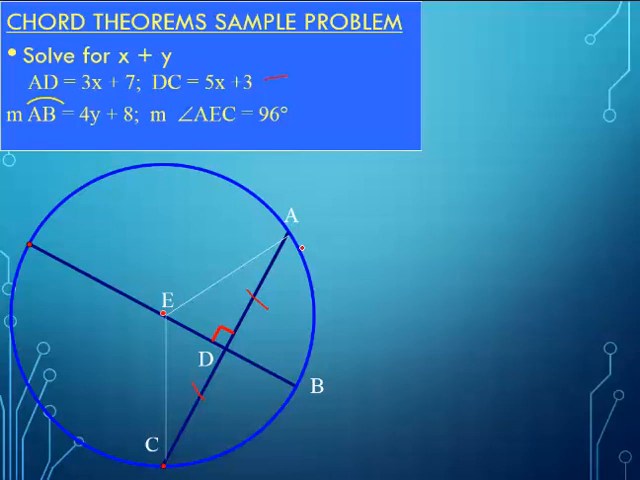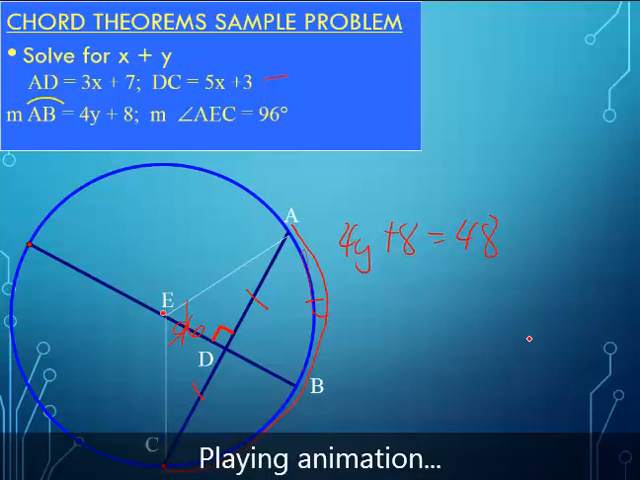If AB is 4y plus 8 and AEC is 96 degrees right here, okay, if this central angle is 96 degrees, then so is this arc that it makes, but we only want half of it. So 4y plus 8 is going to equal half of 96, which is 48. Okay, work it out. Pause the video and do your own work and see if you can get it.